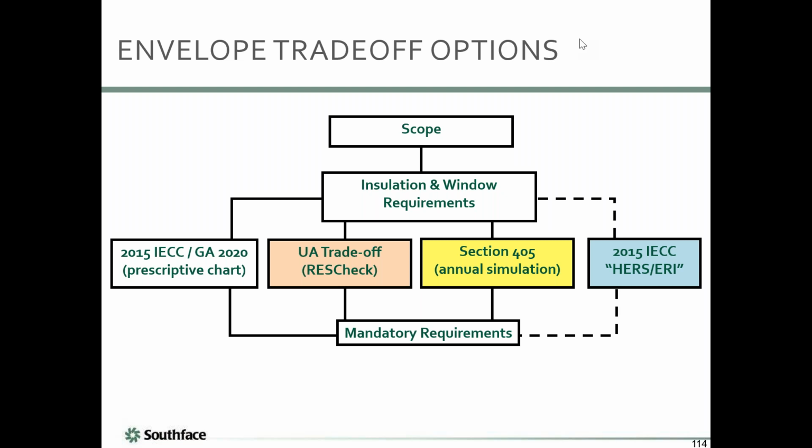You can meet the prescriptive energy code, and Georgia's code in the year 2020 and on is based on the 2015 IECC with a few modifications. So it's not the verbatim 2015 prescriptive chart. And Joey, this one, the UA trade-off approach, has been around for a long time, and most people historically would do RESCHECK, but maybe not today.